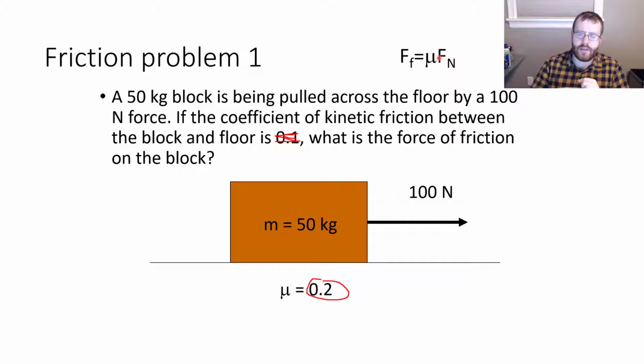So in order to solve this, the first thing we need to do, because we have the coefficient of friction, is find the normal force. Now, because we're on a flat level surface, which most of the time we're going to be, the normal force is equal to the weight. I have the mass of it. Remember, mass and weight are different.